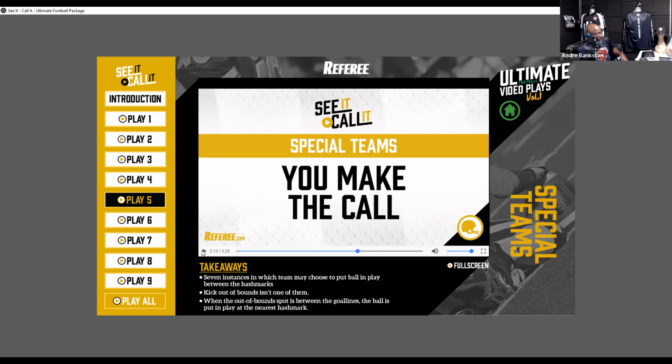So if you look at the takeaway at the bottom down here, there are 7 instances in which a team may choose to put the ball in play between the hash marks. Kick out of bounds is not one of them. When the out of bounds spot is between the goal lines, the ball is put in play at the nearest hash mark.